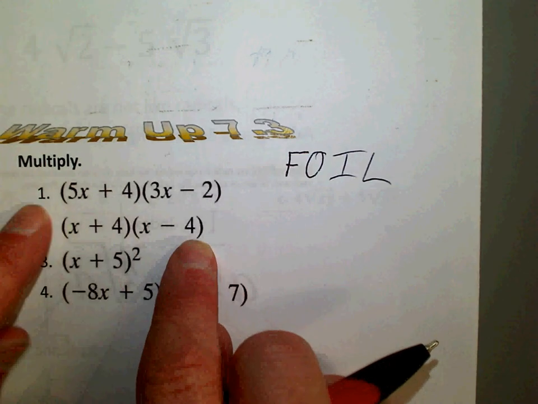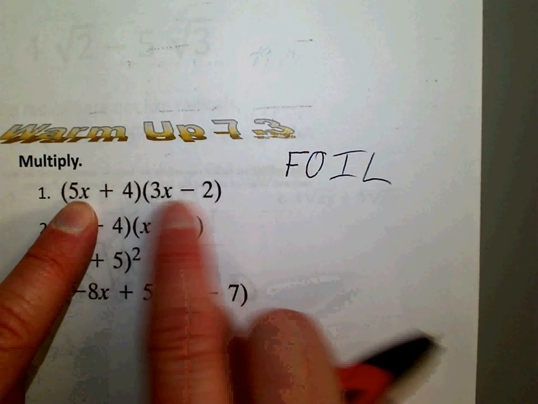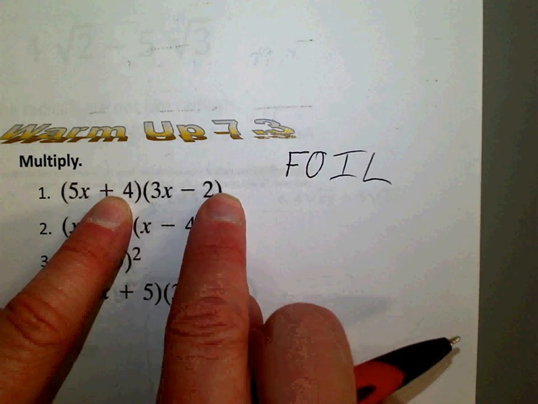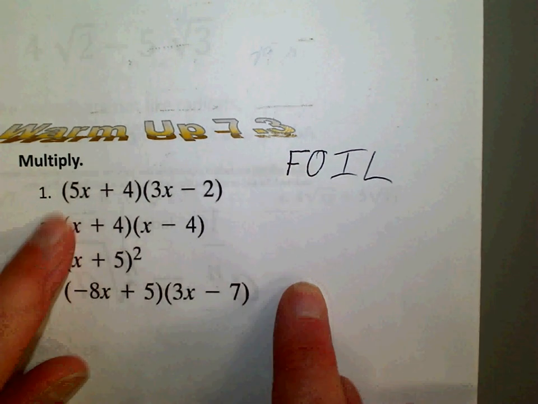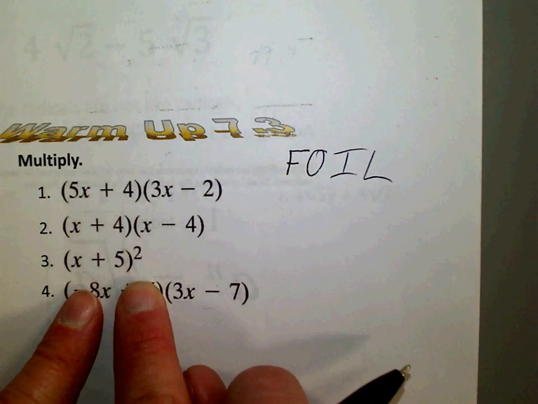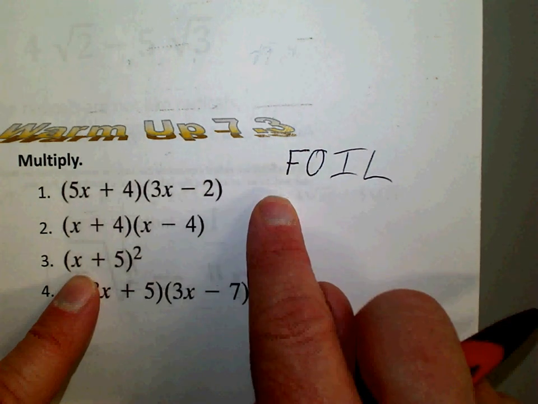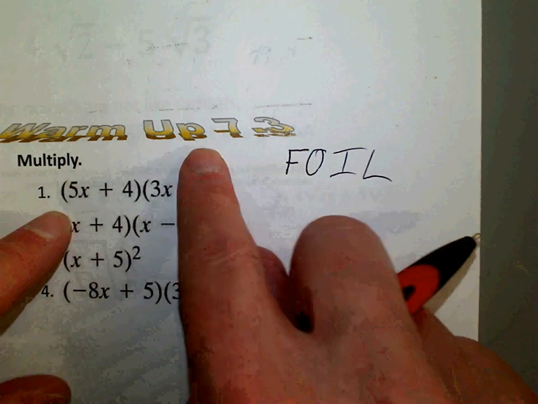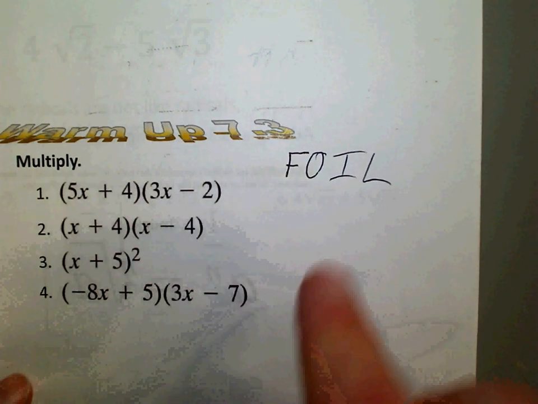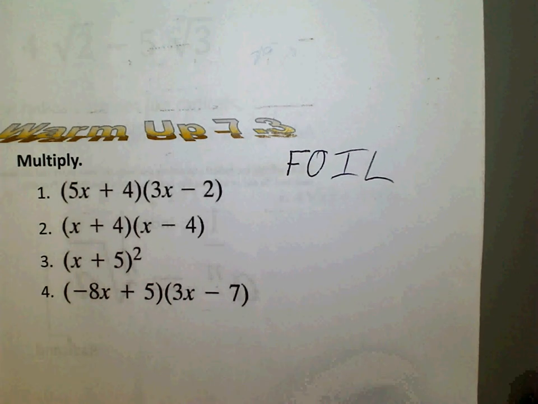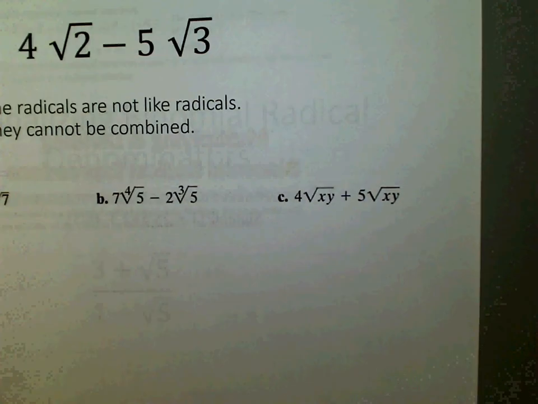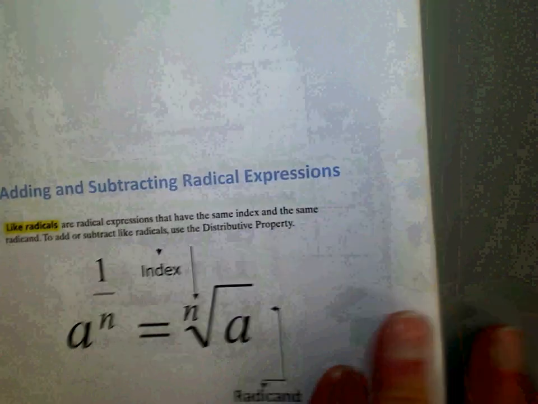And all that's doing is allowing you to take the 5x to both and the 4 to both on the second binomial. We're not going to spend a lot of time right here on actually doing this FOIL. This is a warm-up. If you could FOIL here, you'll be able to use FOIL in today's lesson. Okay? So remember what FOIL is. All right, let's turn the page.